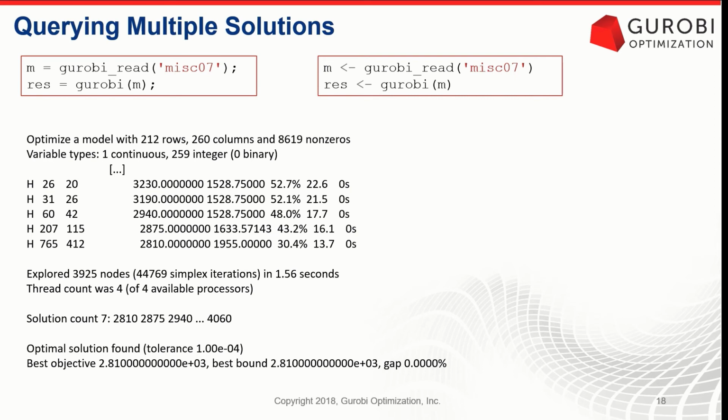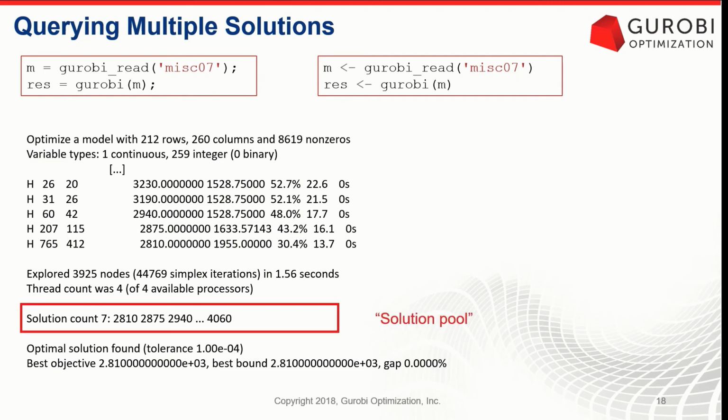The interesting part when it comes to multiple solutions is this line. So Gurobi reports here, okay, we have found 7 solutions and prints a couple of objective values of the solutions it has found. And this is what we refer to in the manual as the solution pool. So these are the solutions that have been found on the way, including the optimal one in the end. And you can access all the solutions of this pool from within MATLAB and R now.